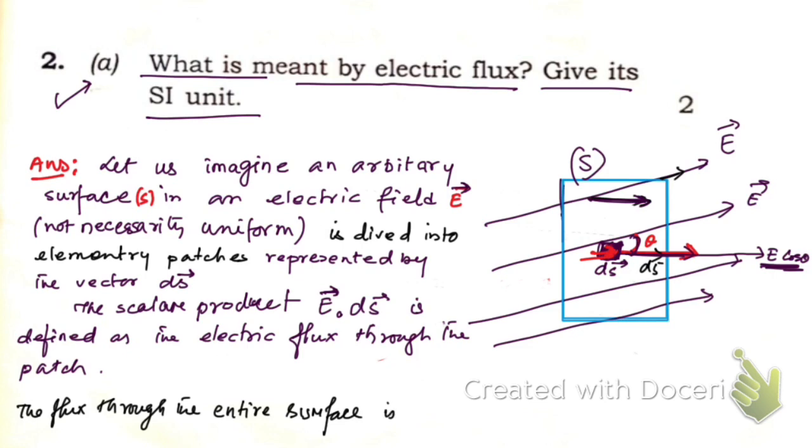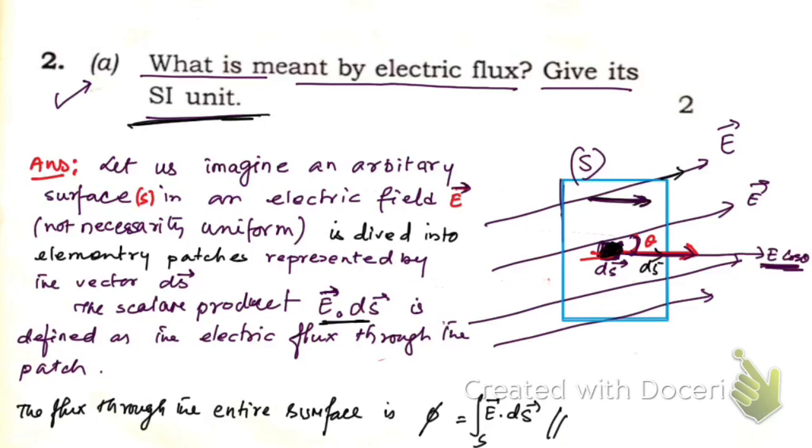Phi is the flux through this small patch, and if we integrate it, we are going to get the flux through the whole surface. So we have to use the surface integral here, over S, the area, E dot dS. So this is the flux through the entire surface. Hope you have understood this.